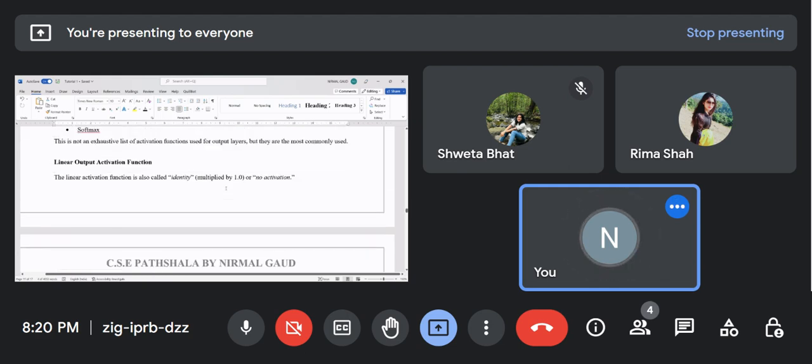Basically, the point is, if you want a result which doesn't require any changes at the end, just give it directly as an output on the output layer. That is why we are using this identity function or linear function. That is the purpose. That means we don't require any activation.